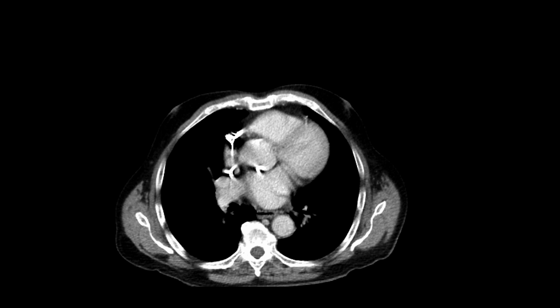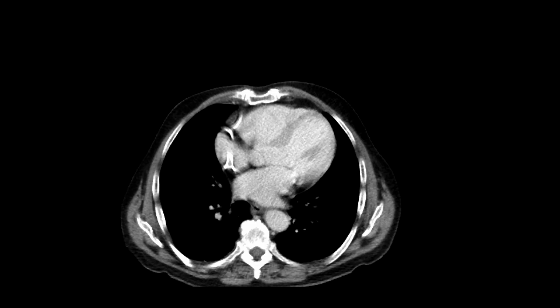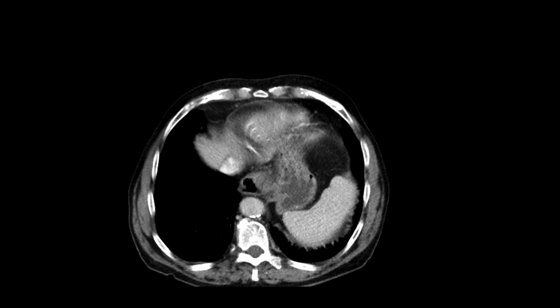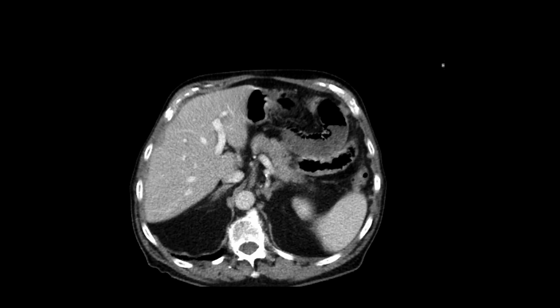This is a patient who comes in with abdominal pain, nausea, and vomiting. Got a CT scan with intravenous contrast. We can see immediately there's a small hiatal hernia. There's some fluid in the stomach over here, which is not terribly distended.